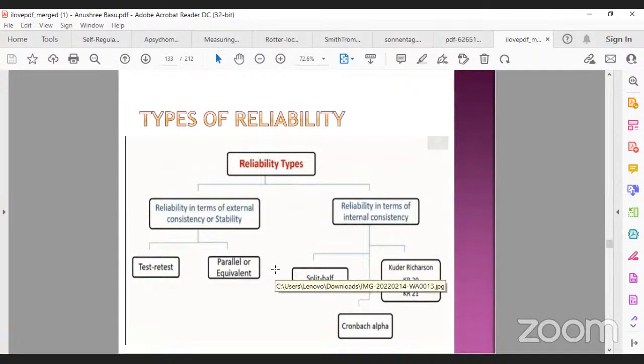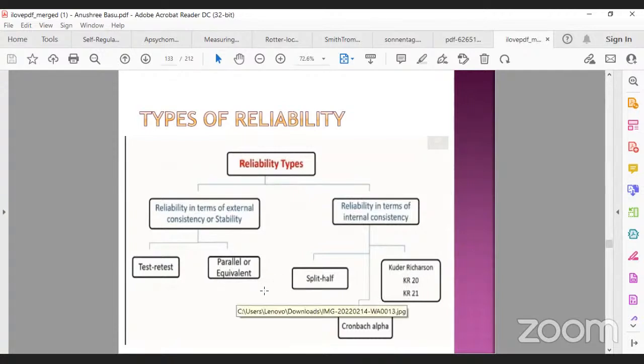Yes, ma'am. Here you have to be specific that if I am talking about coffee, and I am assuming a cold coffee and you are assuming a hot coffee, then it won't be equivalent. Both of us have to make cold coffee only. There might be slight variation, but we are making coffee. We are using the same 3 or 4 set of ingredients. So they are parallel or equivalent. Okay. So this is how we are determining reliability in terms of external consistency or stability.